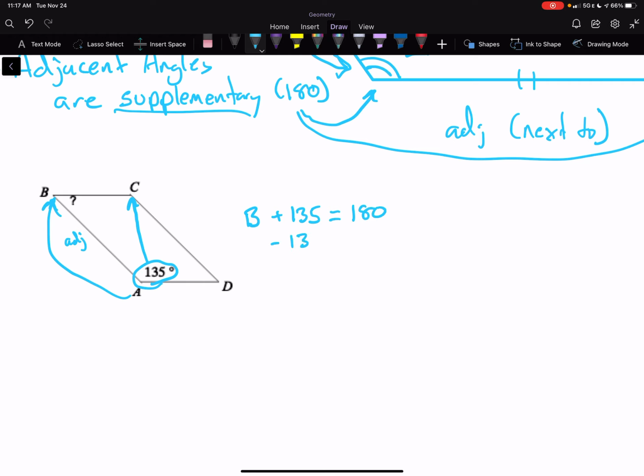So I'm going to subtract 135 from each side, just like my algebra teacher taught me, and yours did too. So we're going to borrow here. So it's a 7 and a 10, that's 5. That's 45 degrees, so B is equal to 45. Okay, a little bit of work there.